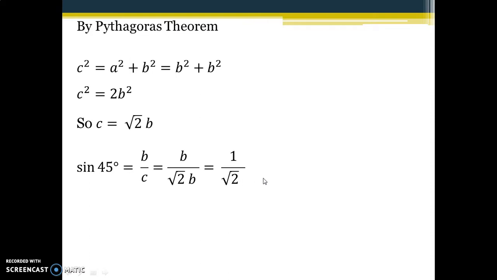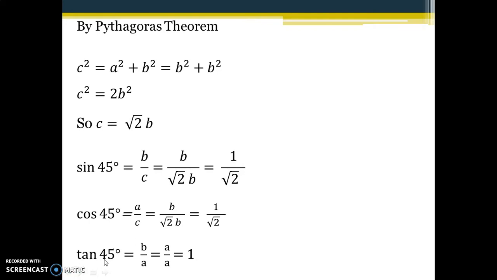Similarly, when we try to find the next trigonometric ratio, which is cos 45 for the same angle of 45 degree, we know that cos is base upon hypotenuse. Here the base is side A upon C. Again we know that A is equal to B. We have seen it from the previous slide, and C is equal to root 2 b. So I have substituted both the values over here. Again I can cancel b from the numerator and the denominator, and I get cos 45 is equal to 1 upon root 2. Next is tan 45.